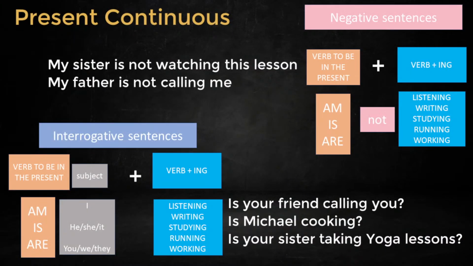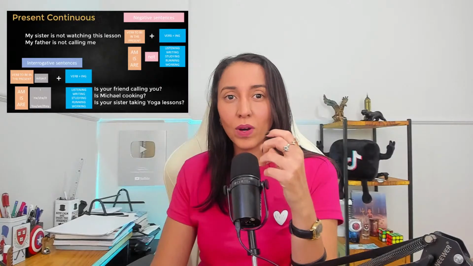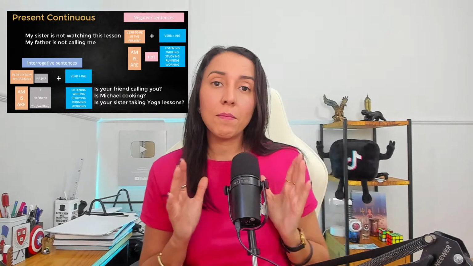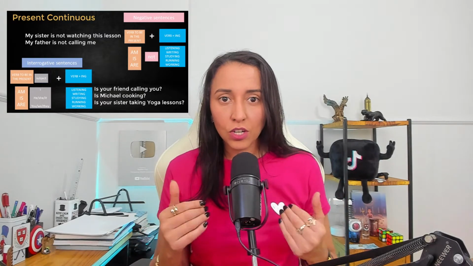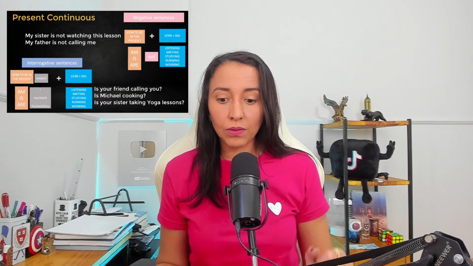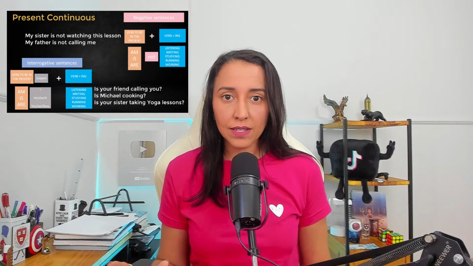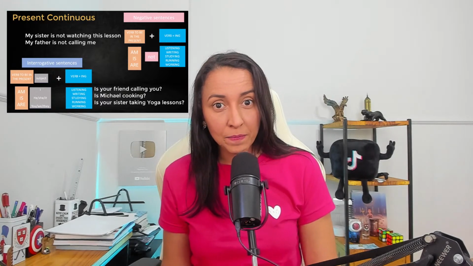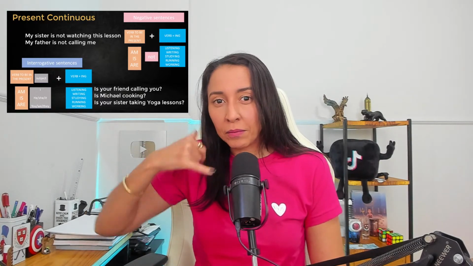And if I want to ask questions, I will invert the verb to be and the subject. What is this inversion? The position. So if I want to make an affirmative sentence, I start with I, the subject, or she or he or the doctor or the student, and then verb to be. She is calling you. They are working. Fantastic. But if I want to ask a question, I will start with verb to be. Are you paying attention? Are you listening to me? Is my sister calling me? So that is an interrogative sentence.